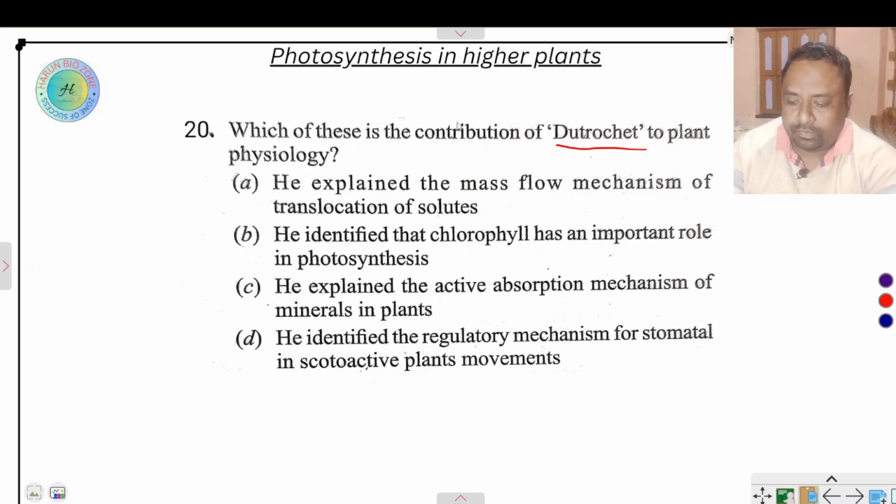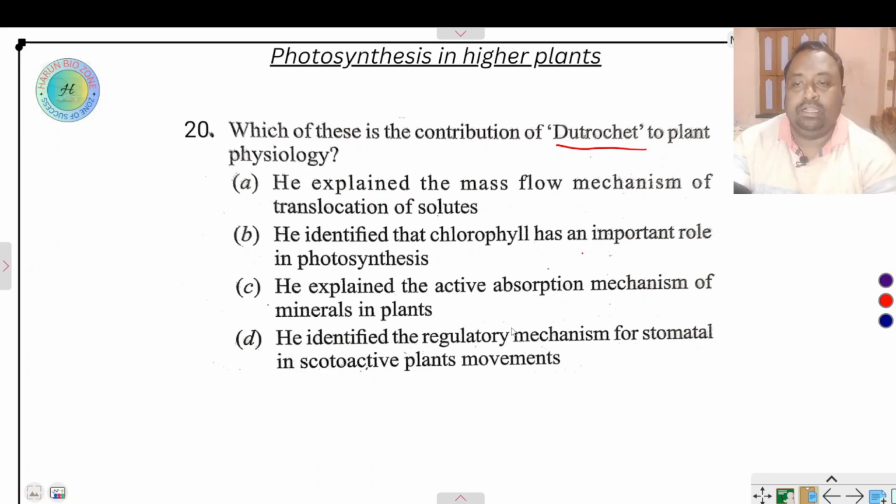Next question, which of these is a contribution of Dutrochet to plant physiology? Dutrochet was a plant biologist. He explained the mass flow mechanism of translocation of solutes. He identified that chlorophyll has an important role in photosynthesis. He explained the active absorption mechanism of minerals in plants. He identified the regulatory mechanism for stomatal scotoactive movement.